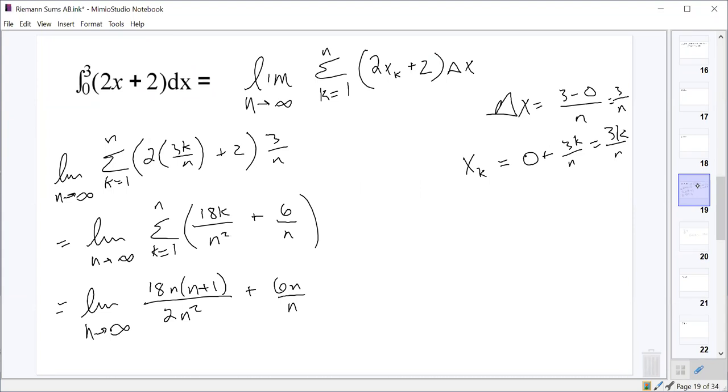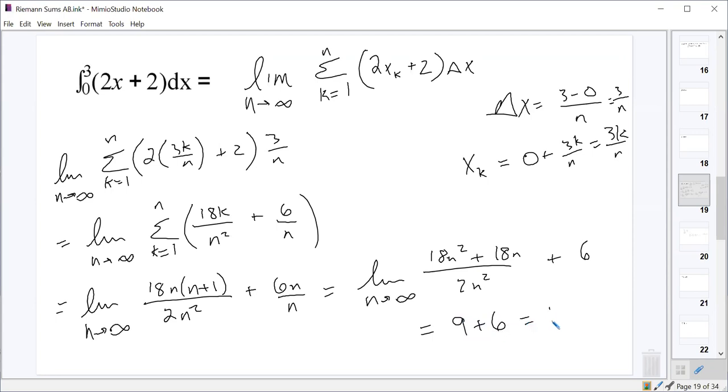Yeah. Okay, cool. So then now we just need to figure out what this limit is. The n over n should cancel. So this just becomes the limit as n approaches infinity of 18n squared plus 18n over 2n squared, plus 6. And once again, this first piece is just a rational function. What is the limit of 18n squared plus 18n over 2n squared? 9. So I have 9 plus 6, which gives us 15. Everybody good? Any questions on that?